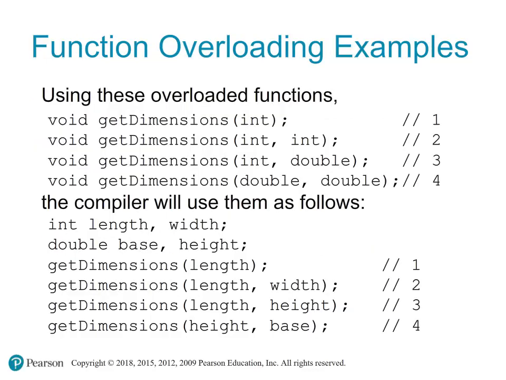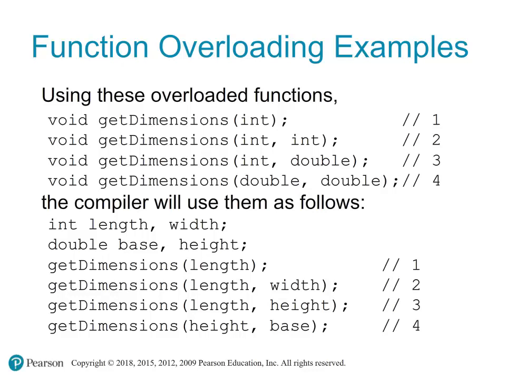We have 4 overloaded versions of the function getDimensions. The compiler selects the appropriate version of getDimensions based on the types and the number of arguments passed in the function call. Each function call here corresponds to a different version of getDimensions as indicated.